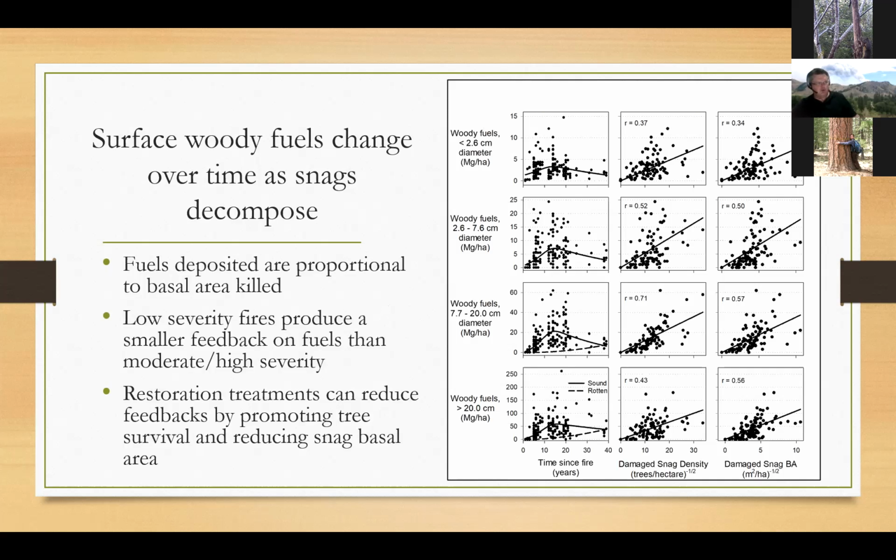And obviously low severity fires where you don't kill as many trees produce smaller feedback on fuels than moderate and high severity. So I think that really just boils down to restoration treatments that we're trying to do on these dry forests can reduce these mortality feedbacks on future fires by promoting tree survival on the one hand, and also just reducing stand densities and basal area on the other hand. So if the weather does trump the restoration treatment and all the trees die, there's just fewer of them out there.